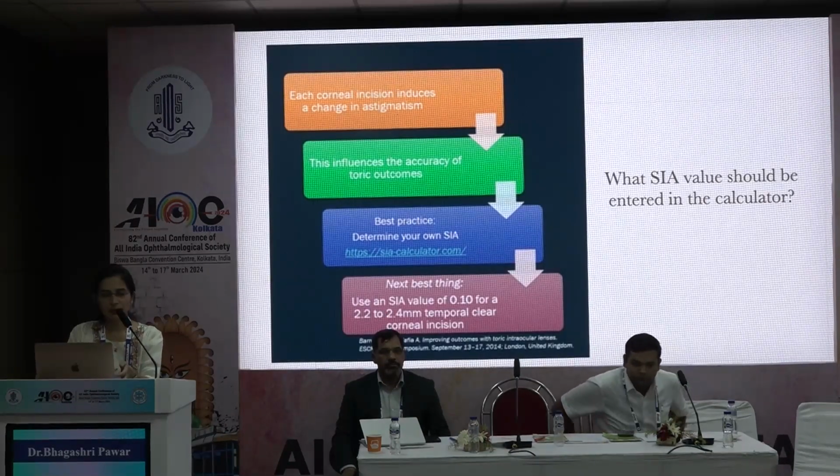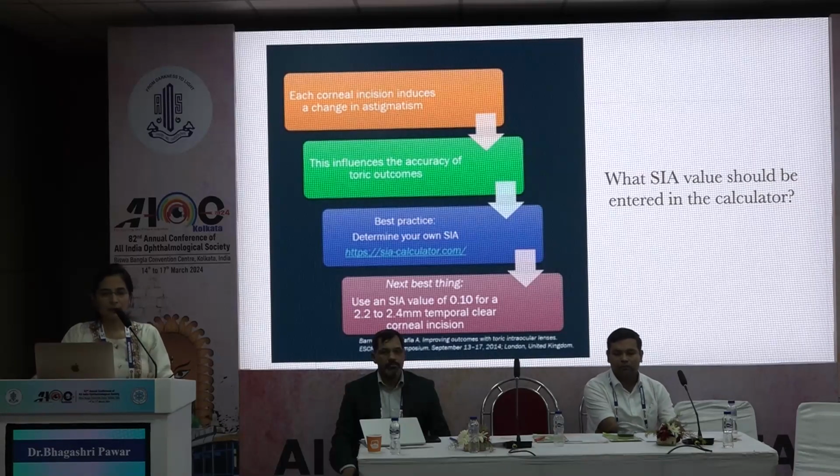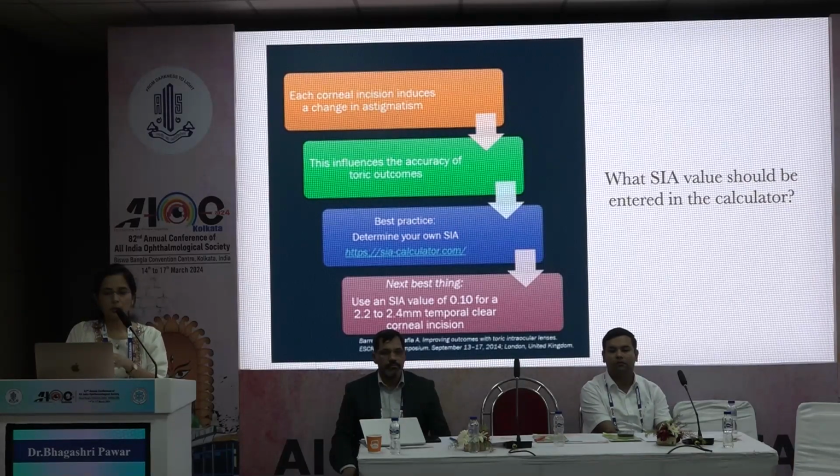SIA is very well covered by Dr. Narendra. I'll just quickly go through it. Which value should be entered for SIA in the Barrett toric calculator? The first best thing is to do your vector analysis by comparing pre-op data with the post-op data on this website. But if you cannot do it for some reason, then the next best thing is you can use the value 0.1 if you are doing a small clear temporal corneal incision.